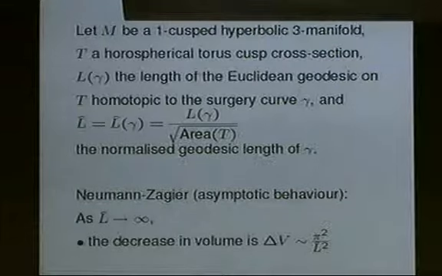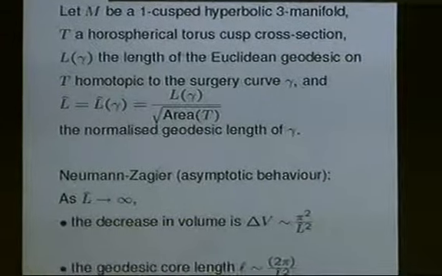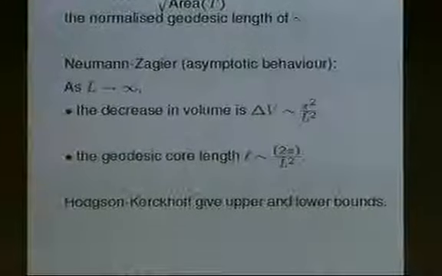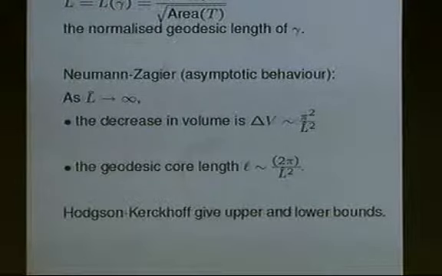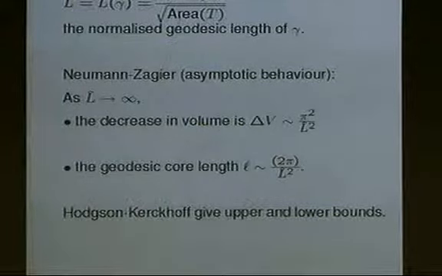So if you do this, it turns out there are very nice formulas for the asymptotic behaviour of the length and the volume, which are due to Neumann and Zagier. As the length of this surgery curve goes to infinity, where L hat is the normalised length, you can see the decrease in volume going from the cusp to the closed manifold. It's asymptotically something like this. It looks like pi squared over the normalised length squared. So you get this amazingly simple formula for the asymptotic change in volume.